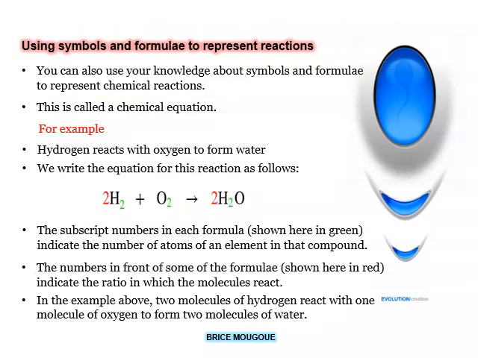Conversely, and actually most conveniently, we can use symbols and formulae to represent reactions. It's not easy to always draw out models. It's time-consuming and requires a lot of artistic work. But with symbols, we can write them out as if you're writing just words. So it's much easier, more convenient and faster. So you will be required to use your knowledge about these symbols, which we've done in the periodic table, and the formulae to represent these chemical reactions.